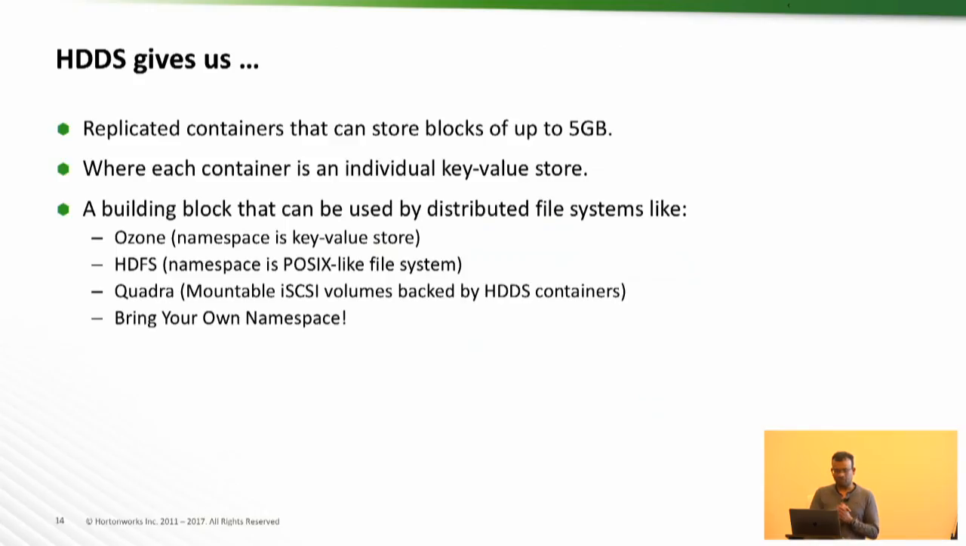And the key thing is that this container layer can now be used as a building block to build any distributed file system on top. So Ozone is just one implementation of a distributed file system that sits on top of this layer. In theory, you can rewrite HDFS to leverage this container layer; there is in fact a design doc out there. That solves the block space scalability problem for HDFS by delegating it to this container layer. Another option is something that we are just internally calling Quadra, which is like mountable iSCSI volumes backed by HDDS containers. And you can build your own namespace on top of it. We are optimistic that people will use this container layer to build their own distributed namespace.